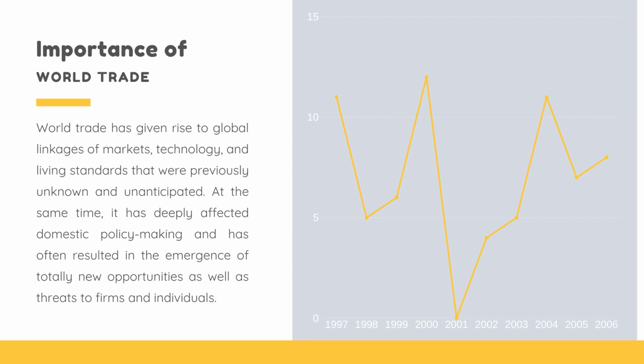New technologies have changed the way we do business, allowing us to both supply and receive products from across the world by using the internet. As a result, consumers, union leaders, policymakers, even the firms themselves are finding it increasingly difficult to define where a particular product was made. World trade has given rise to global linkages of markets, technology, and living standards that were previously unknown and unanticipated. At the same time, it has deeply affected domestic policymaking and has often resulted in the emergence of totally new opportunities as well as threats to firms and individuals.